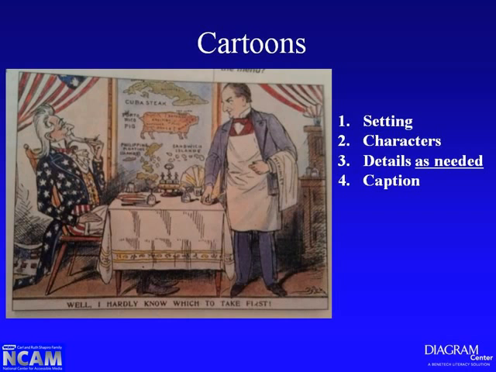And the restaurant is the setting. The characters are Uncle Sam and President McKinley as his waiter. And then what are the details as needed? What information do we need to get us from the setting and the 2 characters down to understanding the punchline? Well, what we need to know is that Uncle Sam is seated at a restaurant, his waiter is President McKinley, and he's staring at a menu listing Cuba steak, Puerto Rico pig, and the Sandwich Islands. Okay, food related there. And then the caption reads, well, I hardly know which to take first.